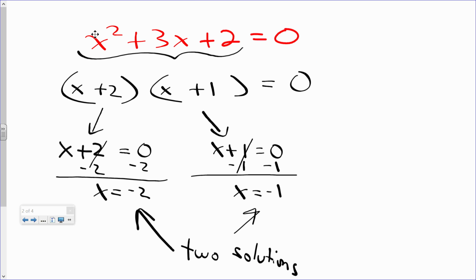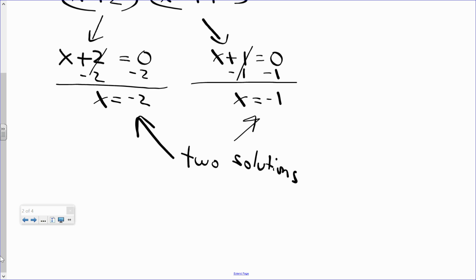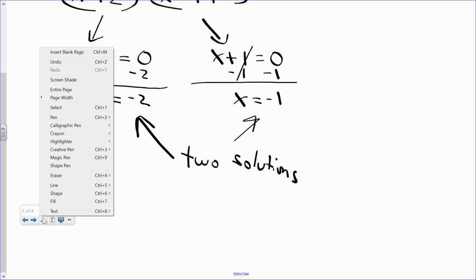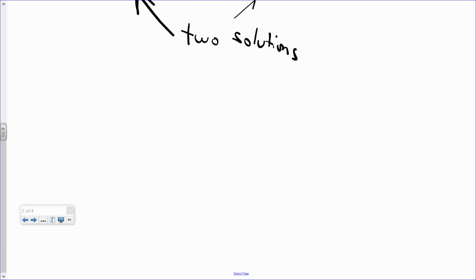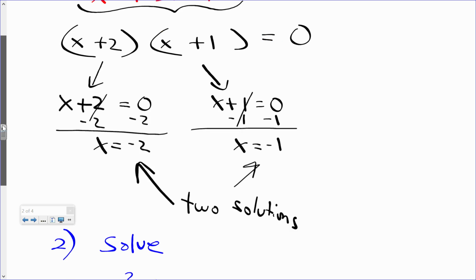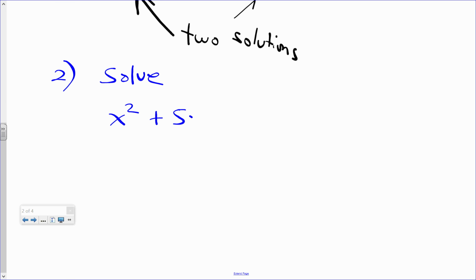Let's solve this quadratic. Let's solve this quadratic equation here. So number 2, solve, ready? X squared plus 5x plus 6 equals 0.